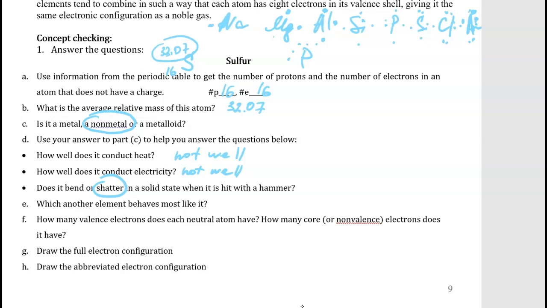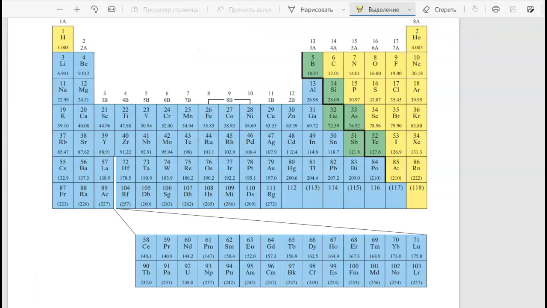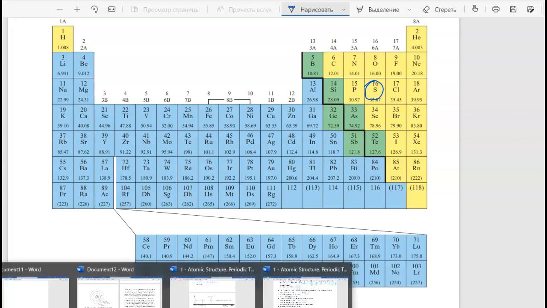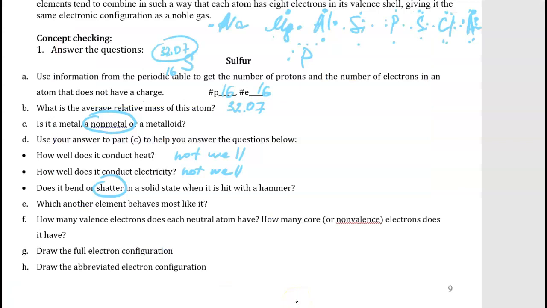Which other element behaves most like it? How to find the answer for this question? Jump to the periodic table, okay? And this is sulfur. Elements above and below sulfur will be the most similar to it. So you can see it's oxygen and selenium here. So you will write it here, oxygen and selenium.